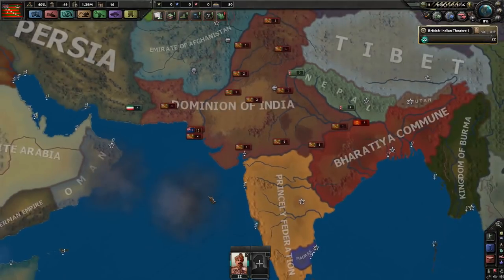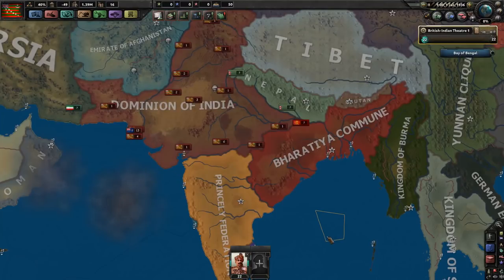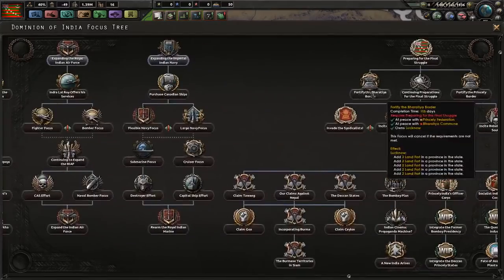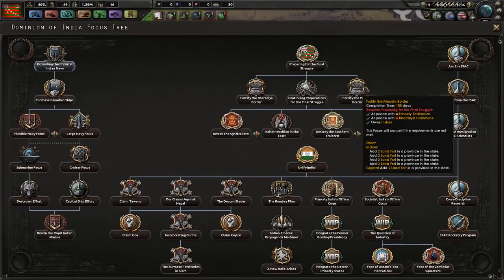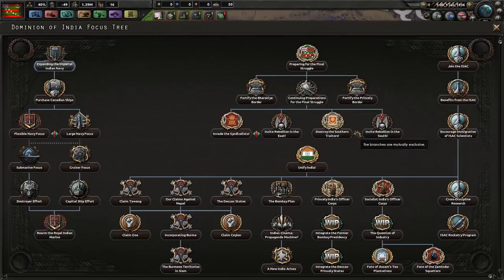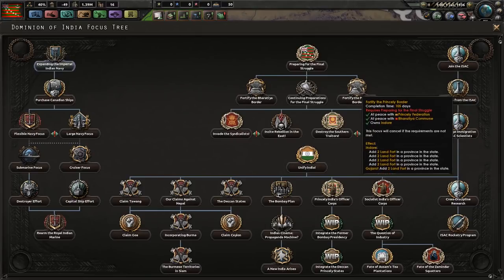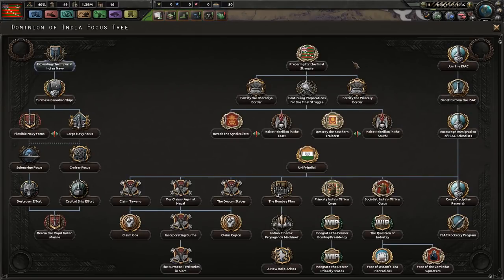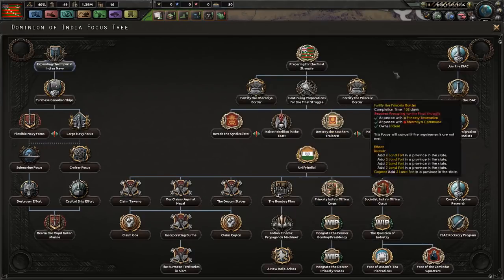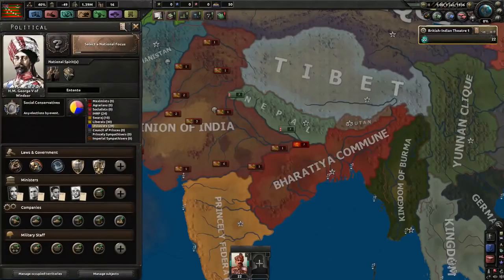But as the Dominion of India, the initiative is going to basically fall to you to go on the offense. Especially when you look at the focus tree, your fortifications are off to the side. It is implied that you are just going to want to go straight down and then attack them via preparing the final struggle, which is similar to the ones in the other two Indian trees.